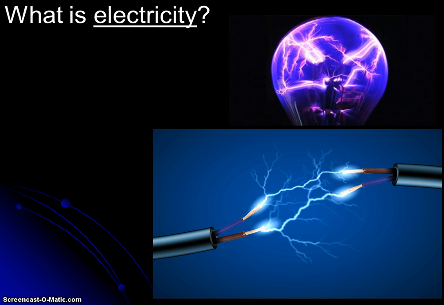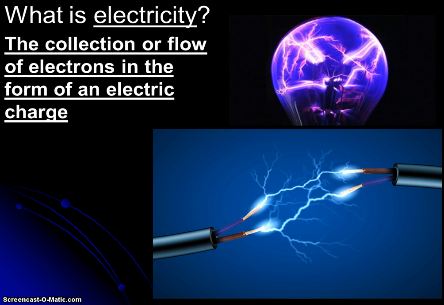All right, now we're going to talk about the basics of electricity. So, what is electricity? Electricity is the collection or flow of electrons in the form of what we call an electric charge. And it's very important that we realize it is either the collection or the flow of electrons.